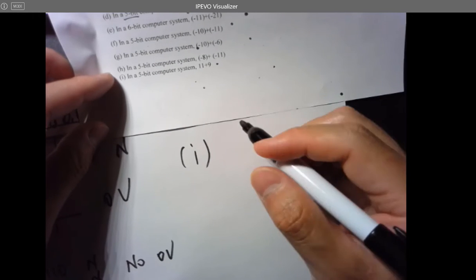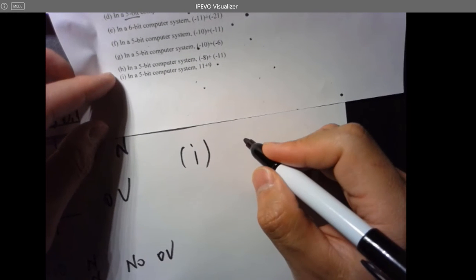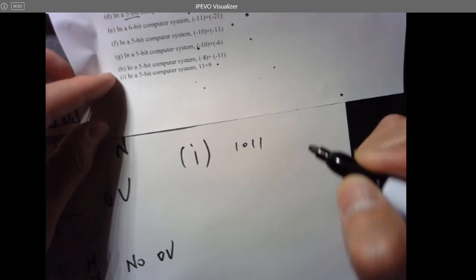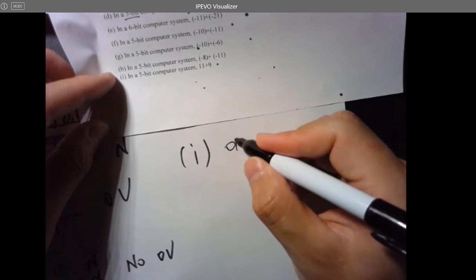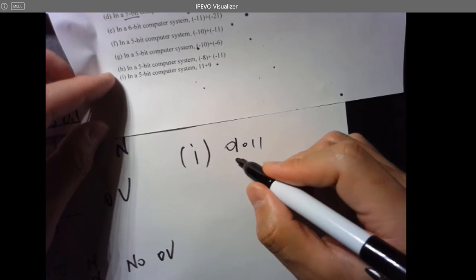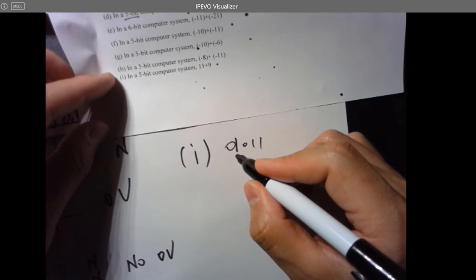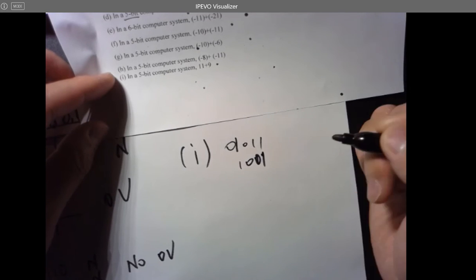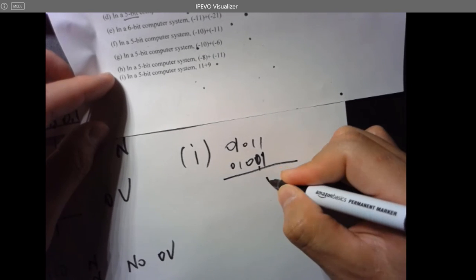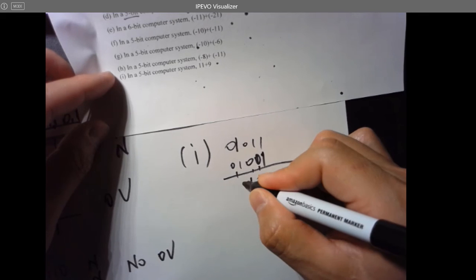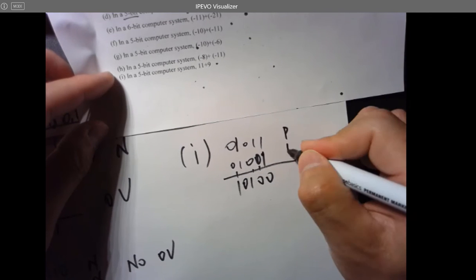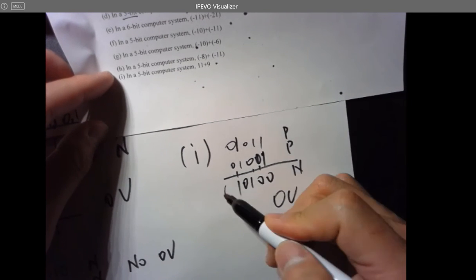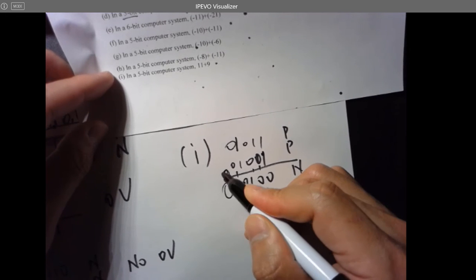5-bit number system, 11 plus 9. 11 is 8 plus 3, right? It's a 5-bit number system, so you need a 0 in the front to show it's a positive number. And 9 will be this, right? 8 plus 1. So P plus P gives N, overflow. What do you want to do? Adopt from the bit, right? There's no carry, so the carry is 0.